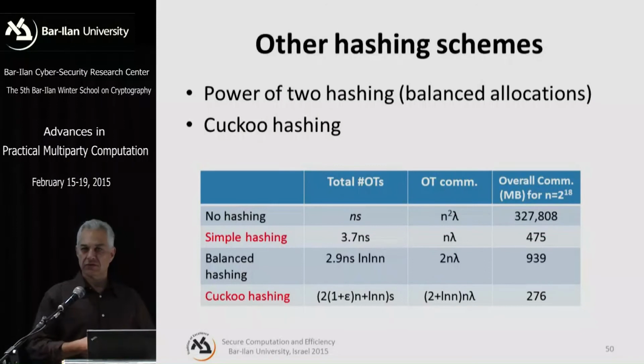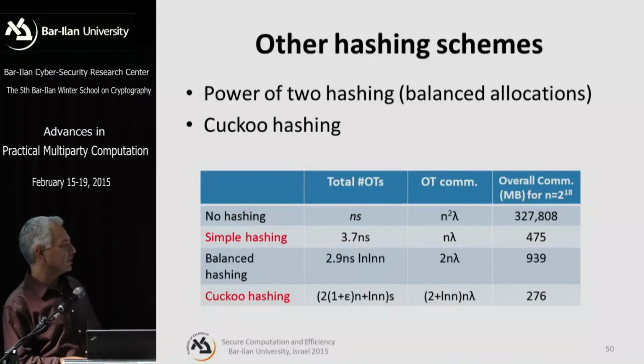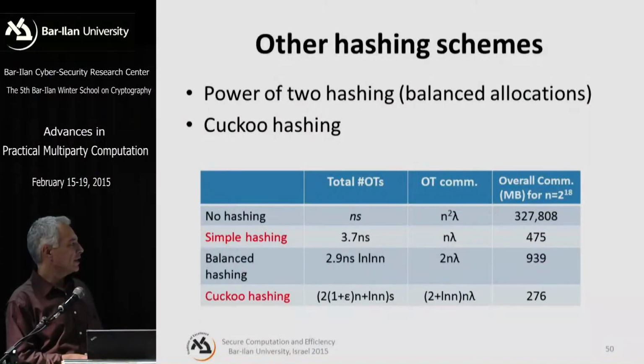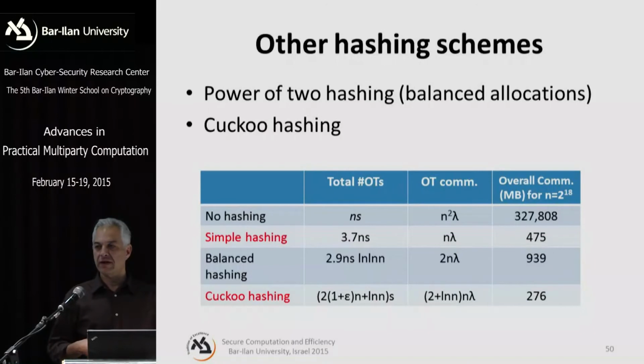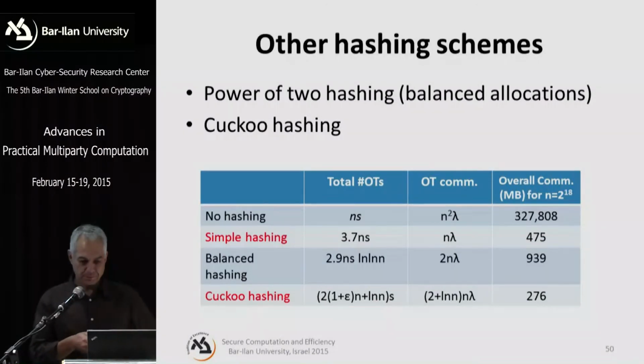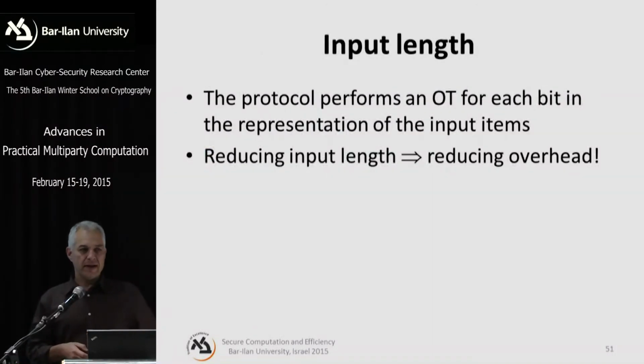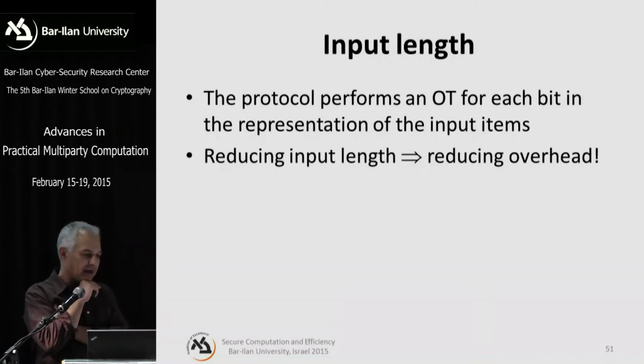So by using hashing, you can reduce the amount of communication by over 3 orders of magnitude here. Okay? But you have to take care to do the right kind of hashing. Then that was the situation last year. And then we had another observation.